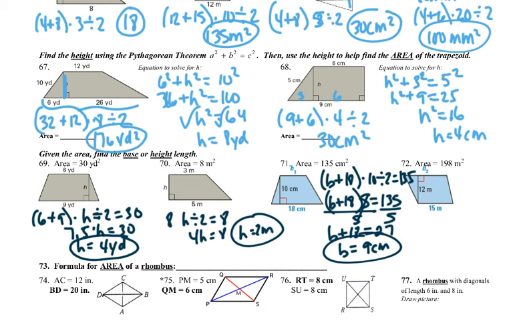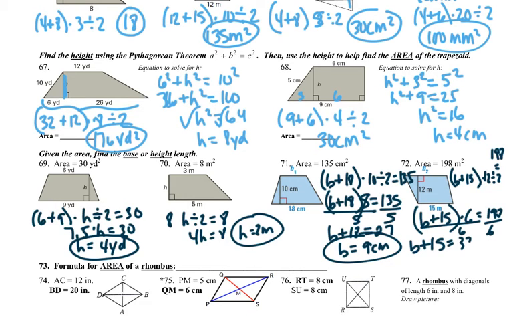Same thing here, I'm just going to call it b plus 15 times 12 divided by 2 equals 198. Or b plus 15 times 6 equals 198. Dividing both sides by 6, b plus 15 is equal to 33, so b is equal to 18 meters.